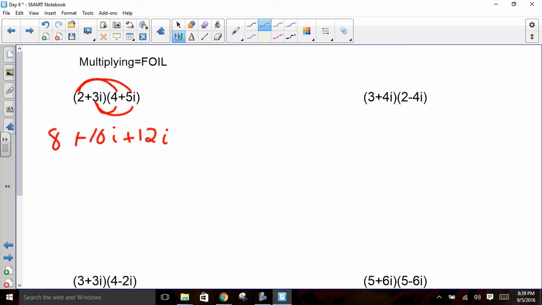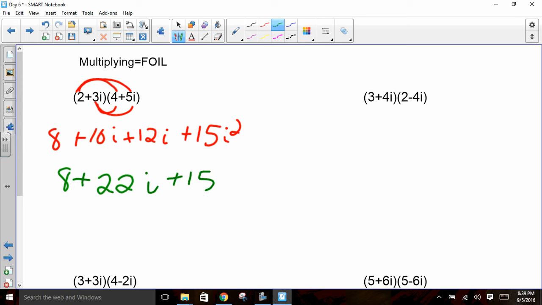And then, just like a variable, I'm going to get i squared, because 3 times 5 gives me 15, and i times i gives me i squared. So let's go ahead and put our same stuff together. Right now, I only have this one constant of 8. I have 10 plus 12, which gives me 22, so I have 22i. We talked about at the beginning that i squared was the same thing as negative 1.